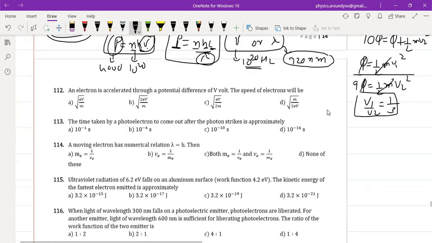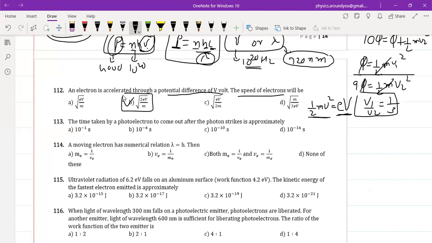Now, question number 112. An electron is accelerated through a potential difference of V volt. What is the speed of the electron? Well, this is energy conservation. Half mv square is equal to charge Q, where Q for the electron is e, into the accelerating potential, eV. This is the potential energy. This is the kinetic energy. So v will be the square root of 2eV by m. So 112 goes with B.